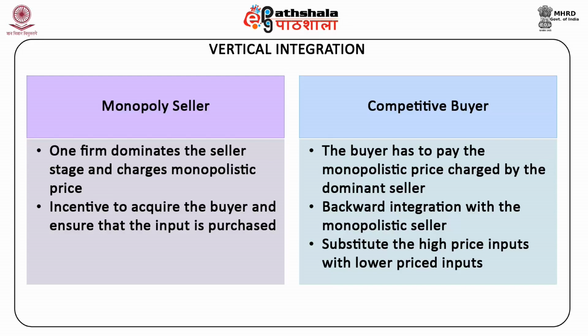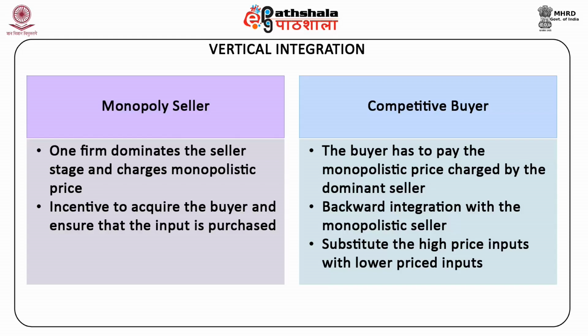One clear option with some incentive available to the buyers in this case is backward integration with the monopolistic seller, provided the cost levels close to the incumbent are achieved. The other option available to the buyer to evade the monopolistic price of the input is to substitute the higher price inputs with lower priced inputs, if only the buyer can vary the combination of inputs.